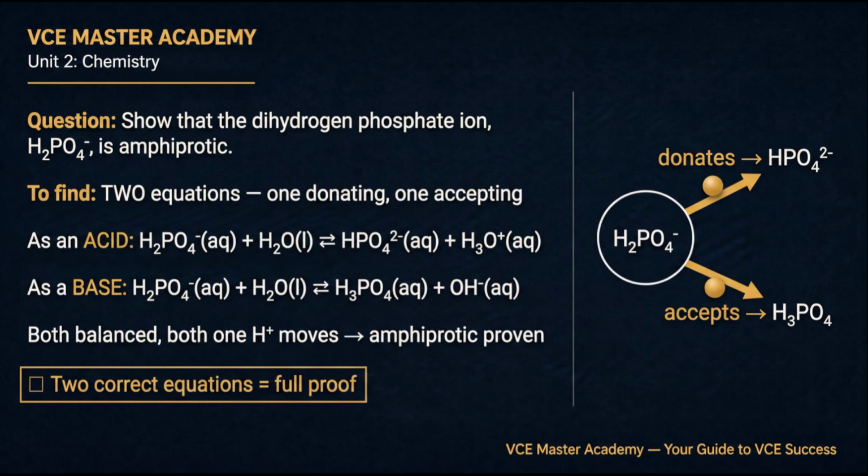Notice this ion is one of the steps on our phosphoric acid staircase. Any middle step of a polyprotic staircase is amphiprotic because it can step down or climb back up. Once you see the staircase, you can answer this question for any ion they throw at you.